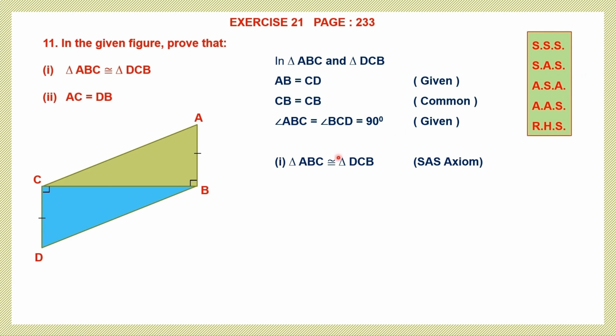So we can say triangle ABC is congruent to triangle DCB because of the SAS axiom. So now we have proved this. Now here we have to prove the next thing. So first thing we have proved. Now the next one is AC is equal to DB. Can you see AC and DB are corresponding sides and these two triangles are congruent. That means corresponding parts of congruent triangles will always be equal. So we can prove that these two are equal because of this. So we have proved this also.